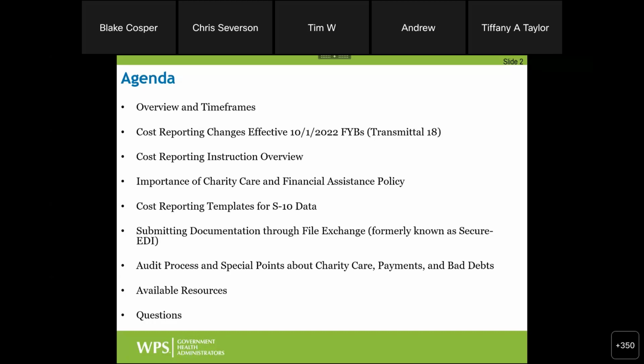We'll look at the cost reporting templates for the S-10 data. We'll remind everybody about the file exchange, which was previously known as Secure EDI, how to use that mailbox. Then we'll talk about some special points about charity care, payments, and bad debts specifically. And briefly, just a refresher, reminder on the available resources.